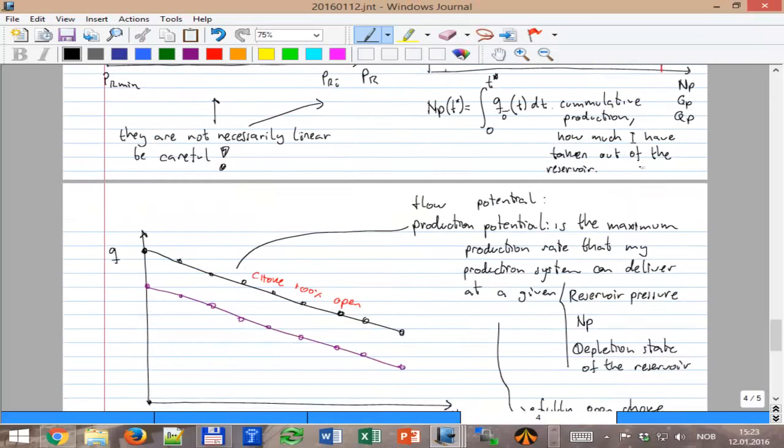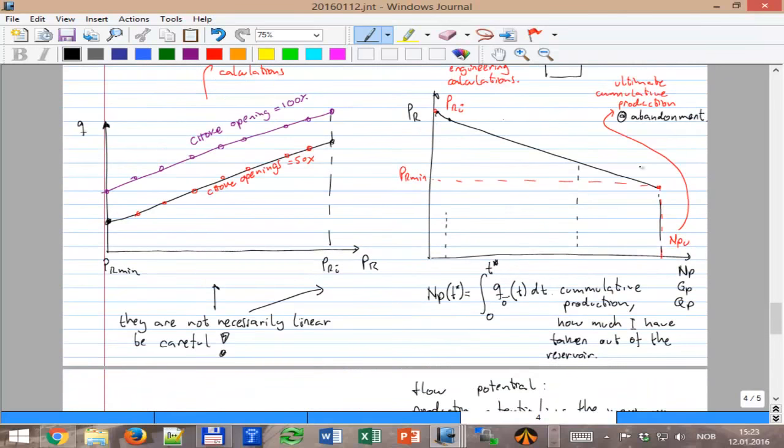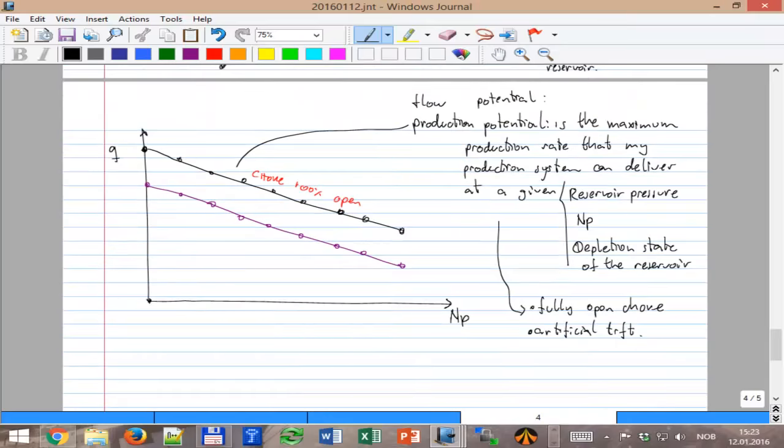Then I told you, okay, let's now combine the two in one curve. This one depends on reservoir pressure, but I can also put it in terms of cumulative production. It's exactly the same. Okay? If I haven't produced anything, reservoir pressure is very high, the reservoir still has all the material inside, the pressure is high, so I can produce a high rate. If I have already produced a lot, let's say this is the ultimate cumulative production, then the flow rate that I can deliver is much less.